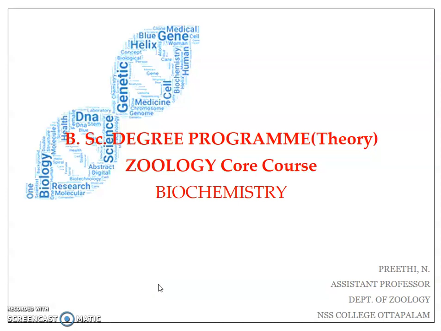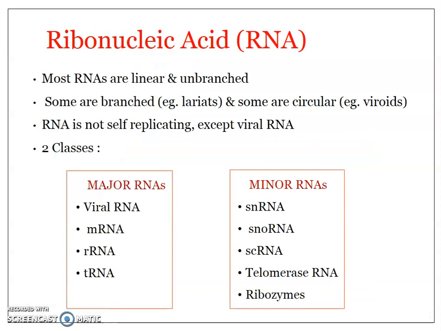Hello everyone. Welcome to another session on biochemistry, and here we are going to deal with ribonucleic acid, the second group of nucleic acids. In the previous presentations we looked into deoxyribonucleic acid, the structure, the characters, etc. And from this presentation onwards we will be looking into ribonucleic acid, the different types of ribonucleic acids, the structure, the characteristic features, and the functions.